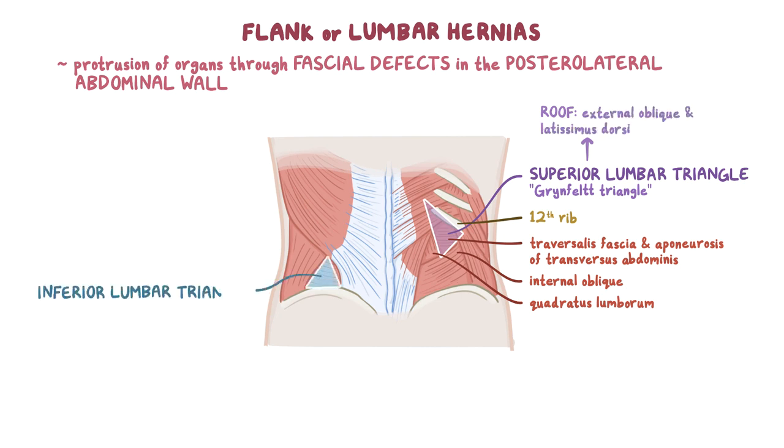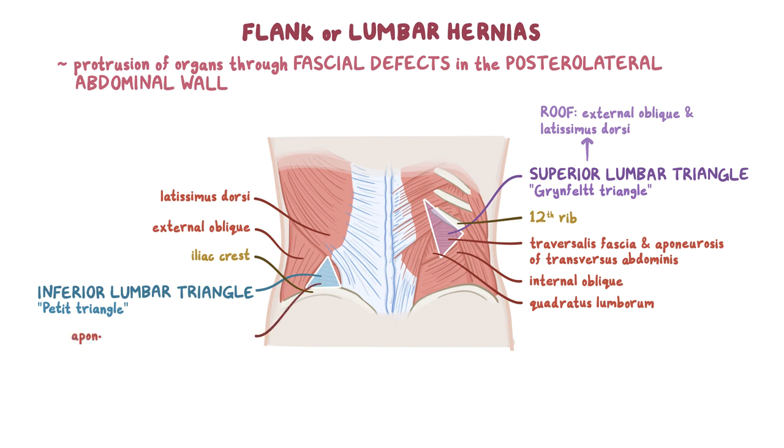The inferior triangle is also known as the petite triangle because it's a small triangle located between the posterior border of the external oblique muscle laterally, the lateral border of the latissimus dorsi muscle medially, and the iliac crest inferiorly. The floor is composed of the lumbodorsal fascia, continuous with the aponeurosis of the internal oblique and transversus abdominis muscles.